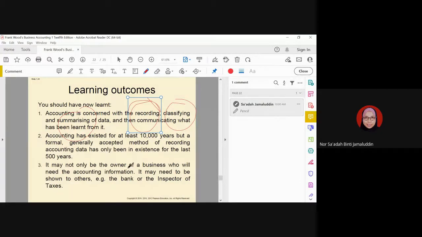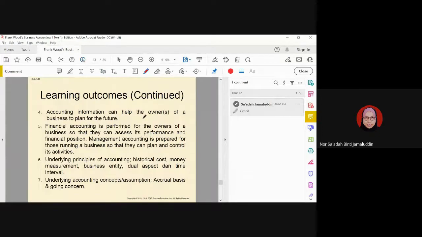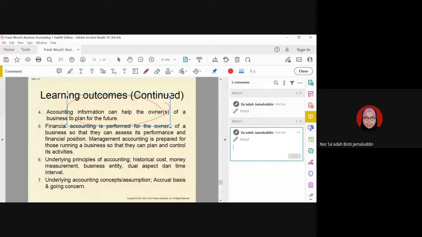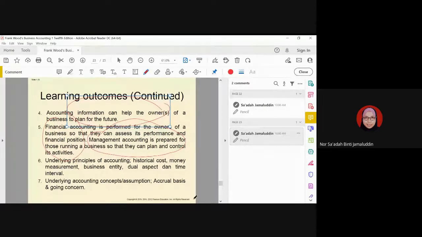Alright, accounting has existed for at least 10 years. This is about the accounting history. Number 3, we cover the uses of the financial statement. And then what are the functions of the accounting information? And then yang kelima, the financial accounting, what is financial accounting? What is management accounting? What are the differences between financial accounting and management accounting?